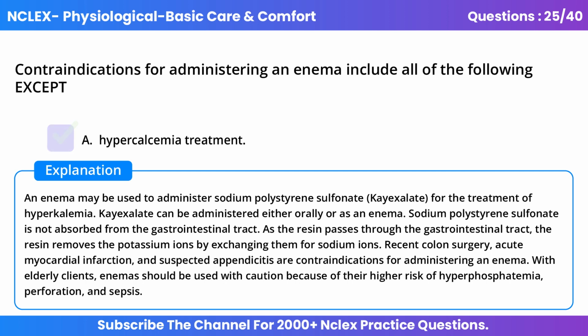Kayexalate can be administered either orally or as an enema. Sodium polystyrene sulfonate is not absorbed from the gastrointestinal tract. As the resin passes through the gastrointestinal tract, the resin removes the potassium ions by exchanging them for sodium ions. Recent colon surgery, acute myocardial infarction, and suspected appendicitis are contraindications for administering an enema. With elderly clients, enemas should be used with caution because of their higher risk of hyperphosphatemia, perforation, and sepsis.